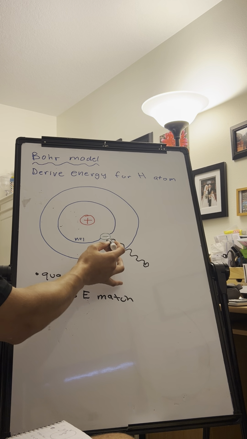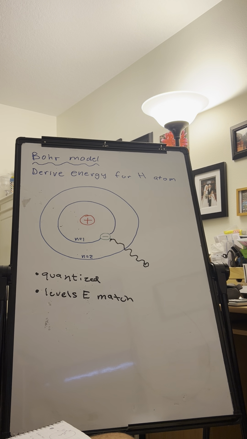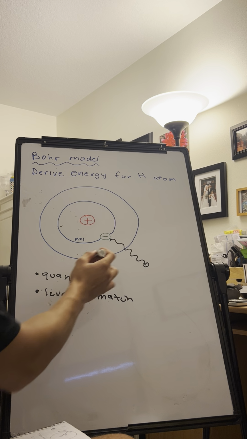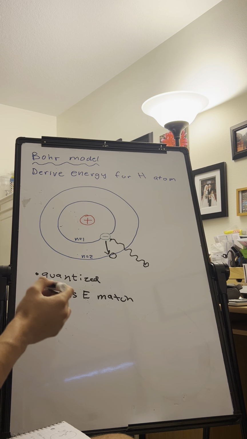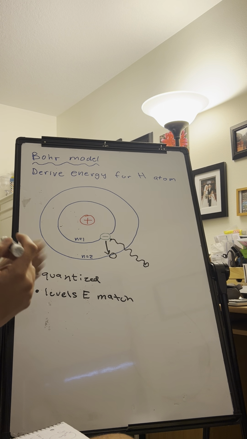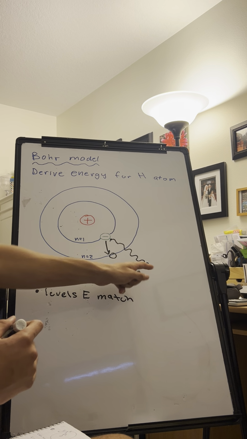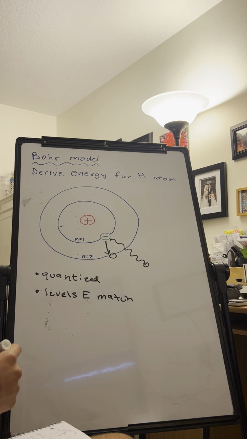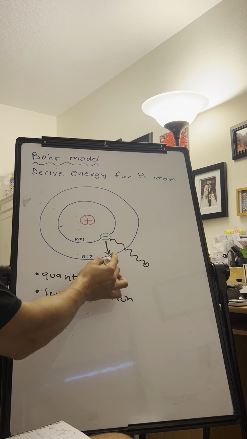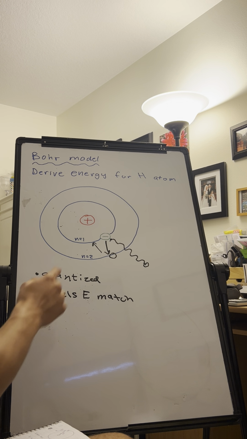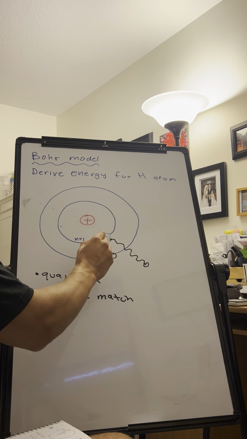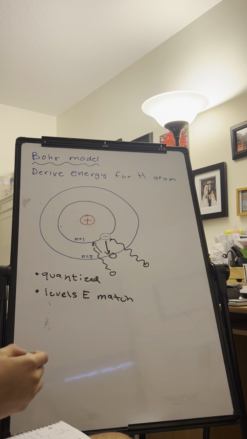It's like a packet. And then the levels of energy will match. So the energy hitting the electron will be the same amount of energy when this electron pops up to the next excited state. The potential energy that it now has is the same amount of energy as the photon that hit it, and vice versa. So if this electron drops down an excited state, it will release a photon, and that photon will be the same amount of energy that it dropped.